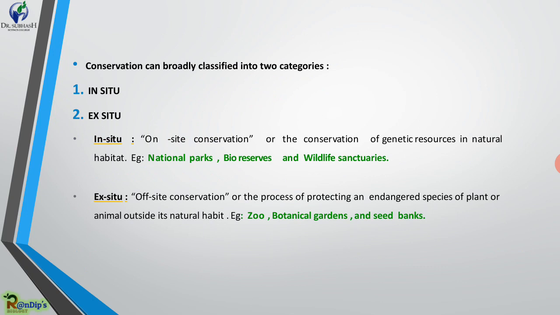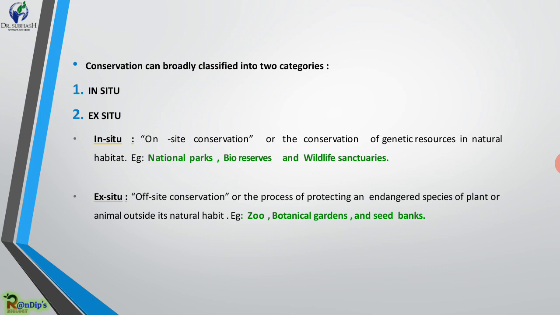So in situ means on-site conservation, the conservation of genetic resources in natural habitats. Examples are national parks, biosphere reserves, forests and wildlife sanctuaries.